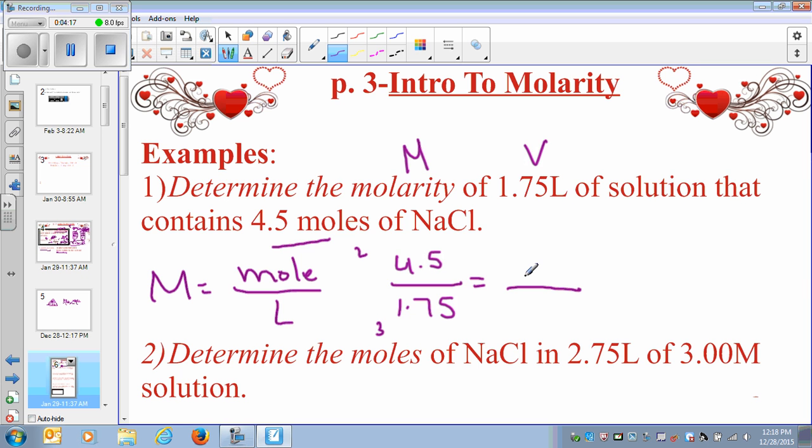Let's go ahead and do it in the calculator. So give me a second. I'm going to take 4.5 divided by 1.75. My calculator is telling me it is 2.57. As I said, I'm going to take only two significant digits, which is right here. So my answer is going to be 2.6 molar. This is the unit. Capital M is the unit of molarity.